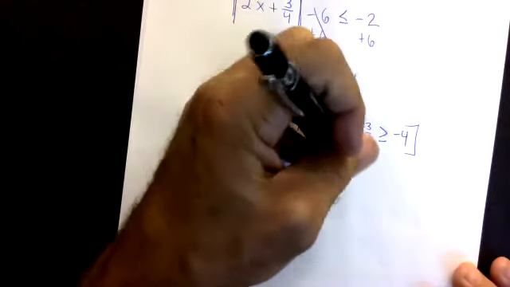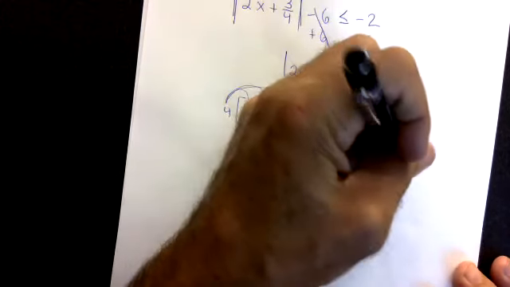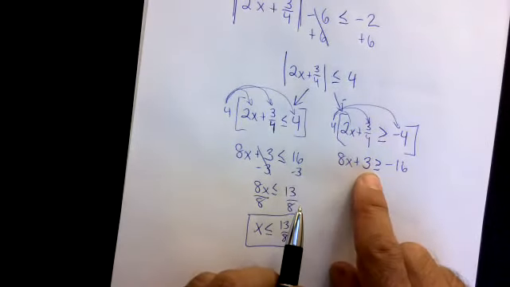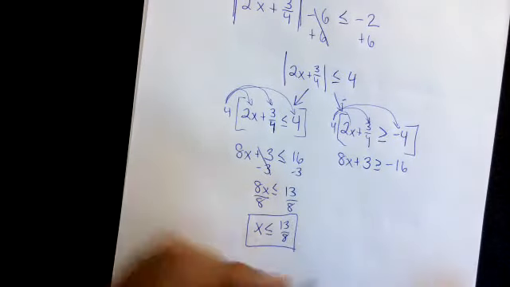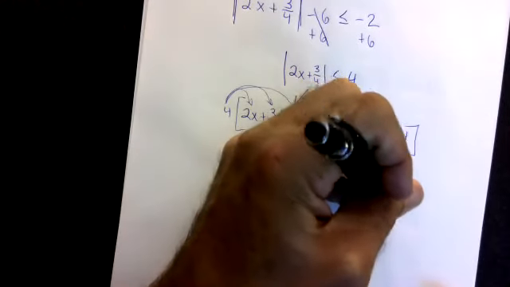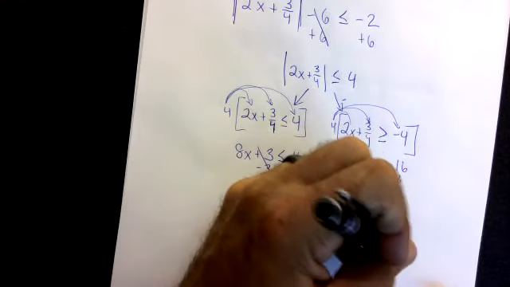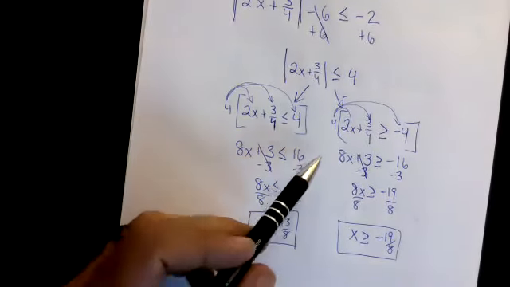Do the same thing here, get rid of my fractions, distribute. Four times 2x is 8x. 4 times 3/4 is still 3. 4 times -4 is -16. Subtract 3 from both sides. Divide by 8. X is greater than or equal to -19/8.